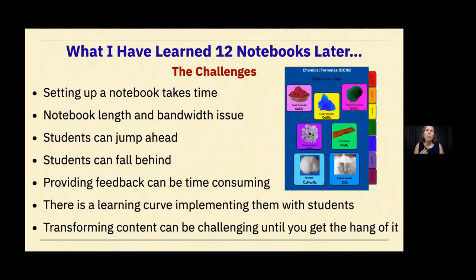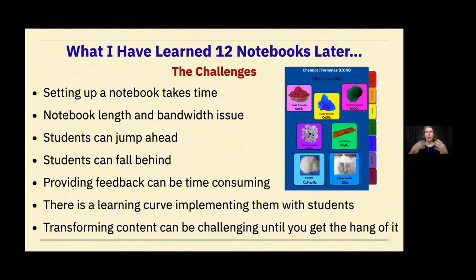Students can, in my notebooks, because I don't use Slip and Slide, they can definitely jump ahead, even though I'll be monitoring that more this year because hopefully they'll all be there. They can fall behind, which again, I'm going to monitor this year. Providing feedback can be time consuming because you're opening up these Google Slides, but it was great when I could, because I could really comment on kids' stuff.